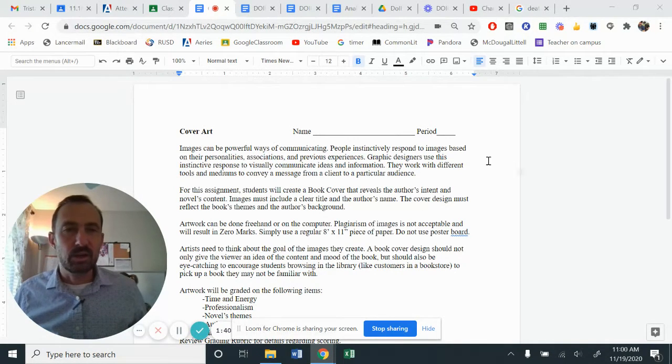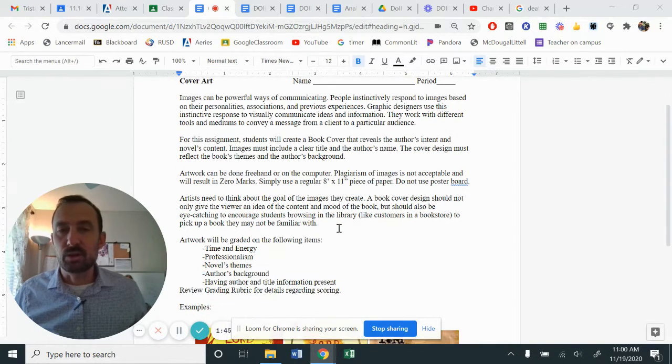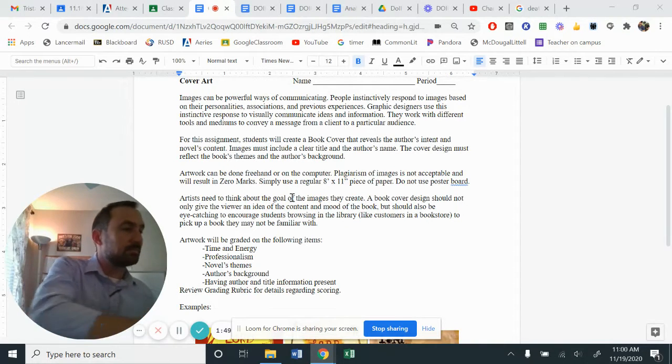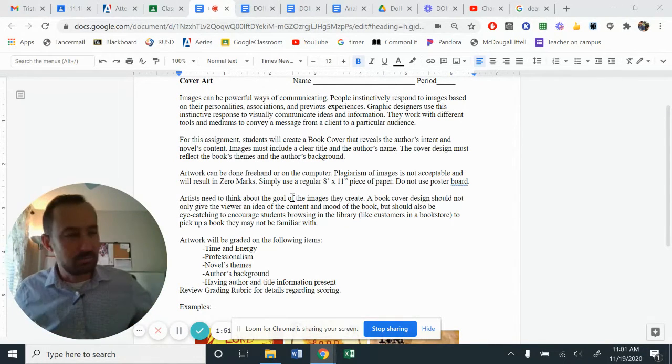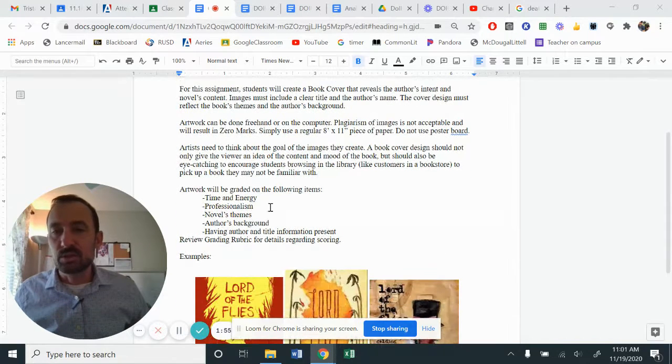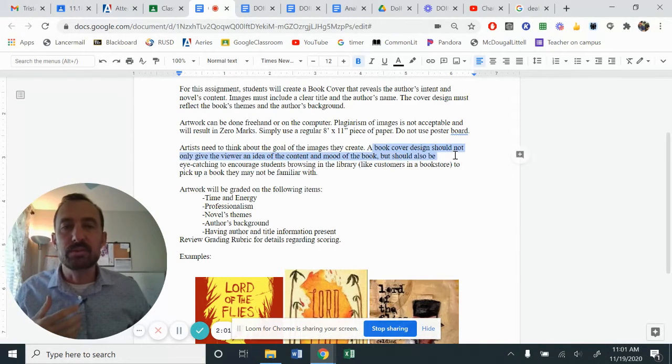If you look here at the assignment descriptions, this is a bit of a narrative, but you are looking at just a regular, normal size piece of paper. You're going to create and look at certain things, such as, where does it say? A book cover design should not only give away to the viewer the content and mood, but should also be eye-catching and engaging for students browsing in the library or a bookstore.